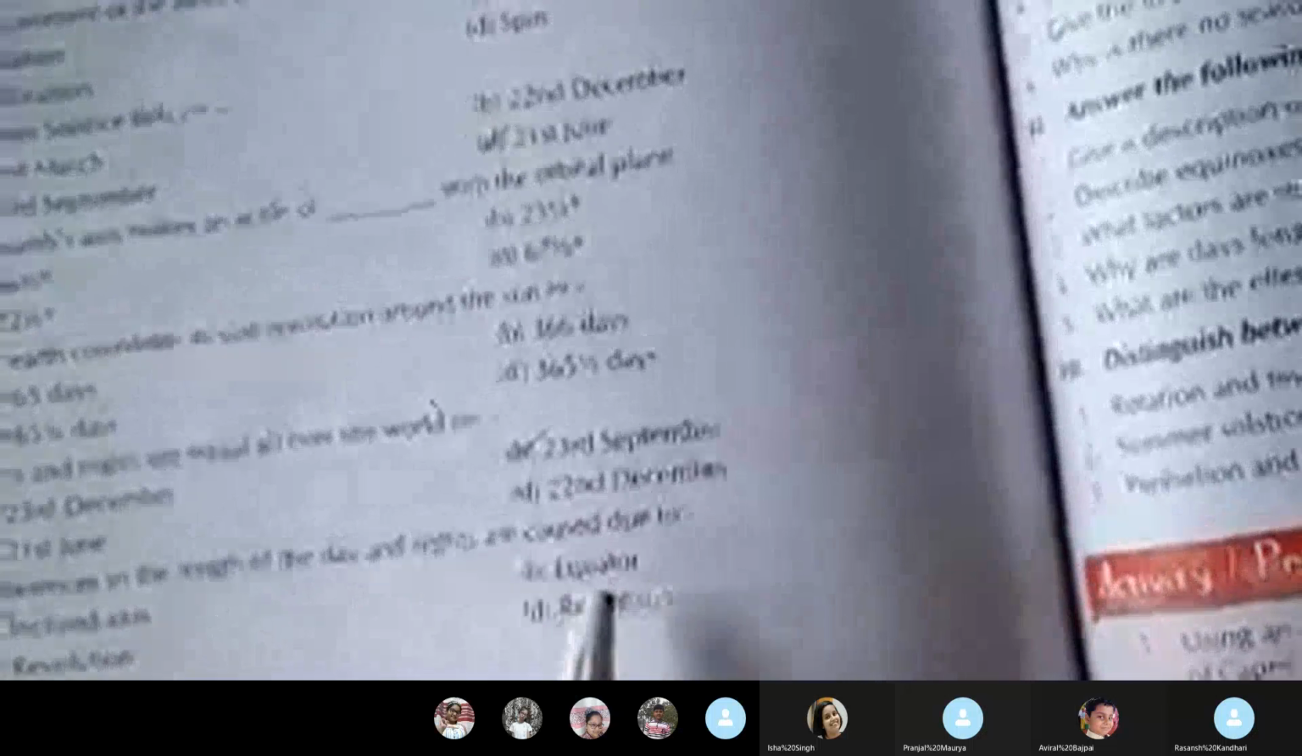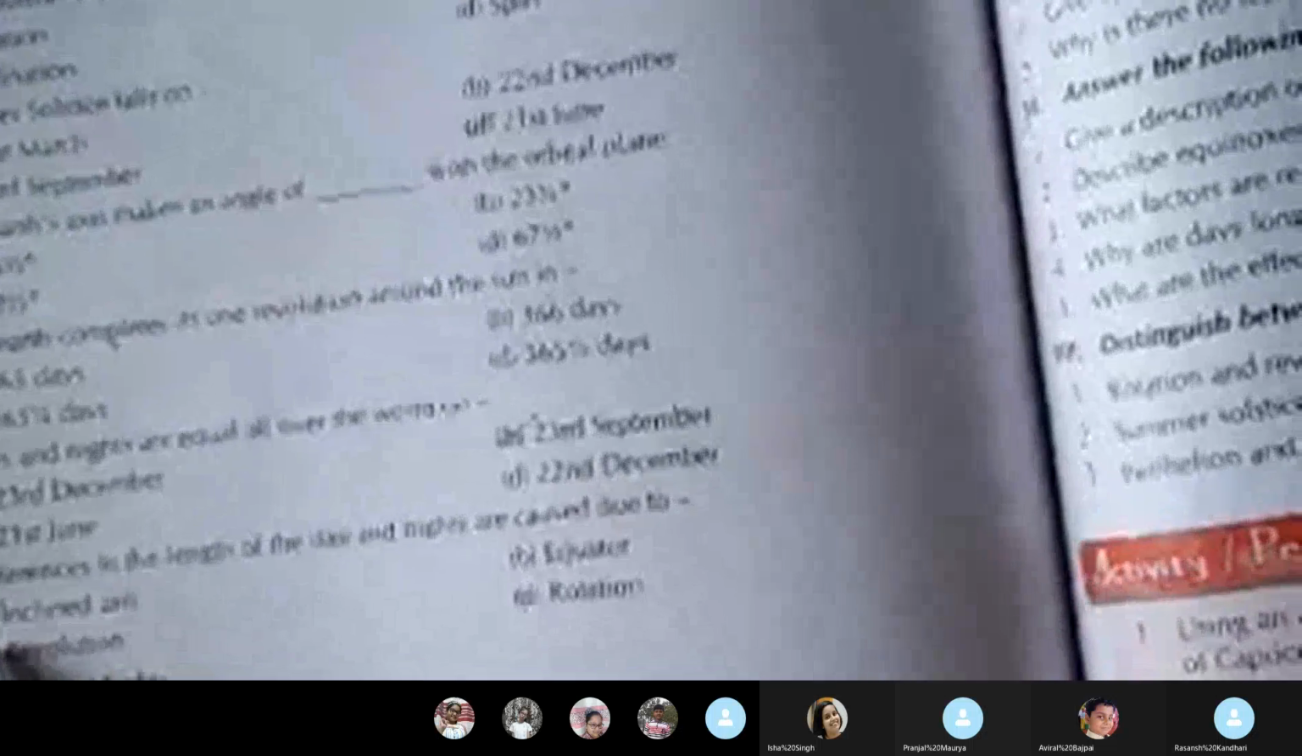Number 4. The Earth completes one revolution around the Sun in 365 1/4 days. 4C. Number 5. Days and nights are equal all over the world on 23rd September. 5B. Number 6. Differences in the length of the day and night are caused due to inclined axis. 6A. Coming to the second exercise, fill in the blanks.